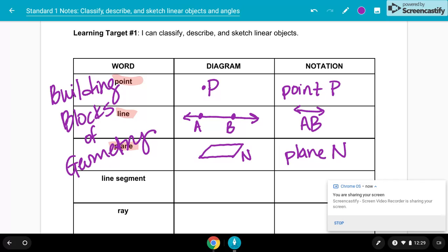A line segment is like a line, except it doesn't go on forever. A line segment needs to have 2 endpoints on it. We're going to call these endpoints C and D. And how you would notate that is you would write down CD with a line over it like that. All right, that's a line segment.